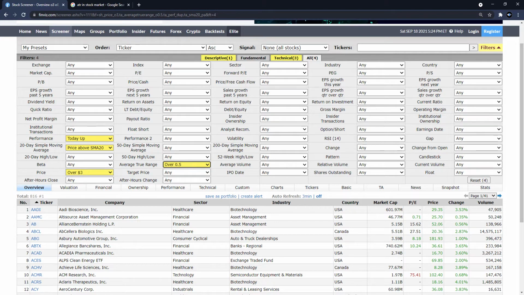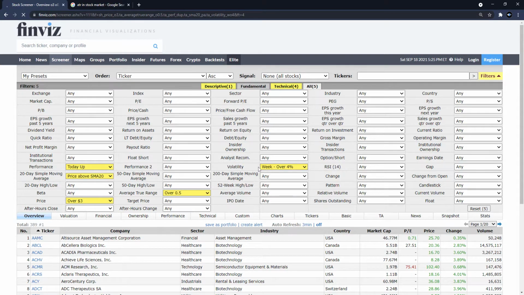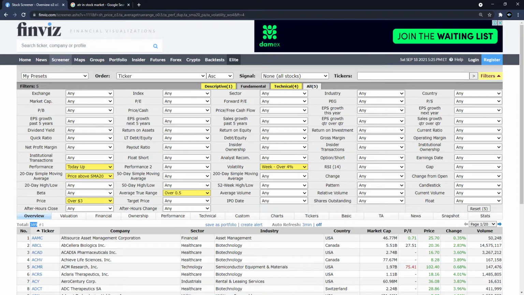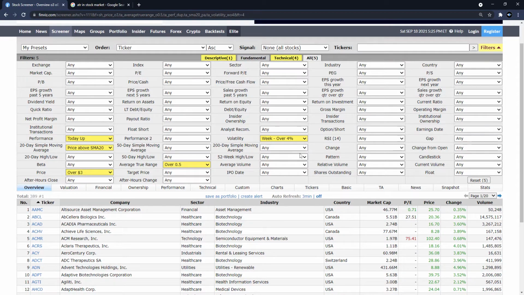So the next thing that I'm gonna be filling will be the volatility. What does the volatility mean? It's a statistical measure of the dispersion of the returns of a given stock, and represents the average daily high and low trading range, or how volatile the stock is. So what we want to fill right here is for the week to be over 4%. Over 4%. We want the stock to be in a good kind of move. We are left with only 389 stocks.